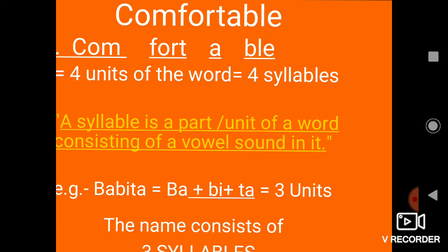So I have taken one example. I have taken a word that is comfortable and it is divided into four different parts. One is com, C-O-M, com, F-O-R-T, fort, a, and B-L-E, bill. So here we can say that there are four parts or four units of the word. Okay, it means we have four syllables, right? And take another example also, Babita. So here the word Babita is divided into three units. And we can say that the name consists of three syllables.